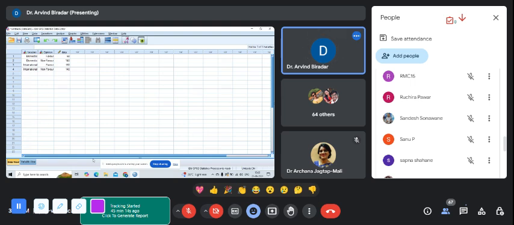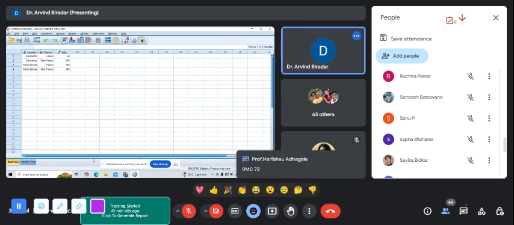So what kind of variables are there? Variables are categorical, that is nominal or ordinal. The basic application of the chi-square test of hypothesis is the association between two categorical variables. In non-parametric tests, we are referring to nominal or ordinal.